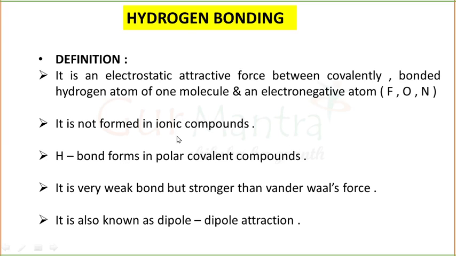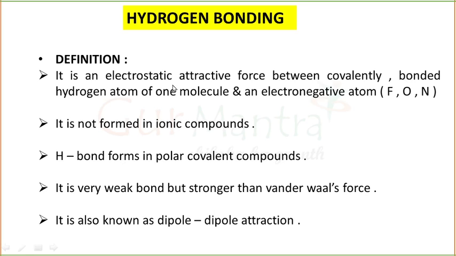This hydrogen bond is not formed in between the ionic compounds. As you know, in between ionic compounds, ionic bond is formed. And this hydrogen bond forms in polar covalent compounds. This hydrogen bond is a type of weak bond.